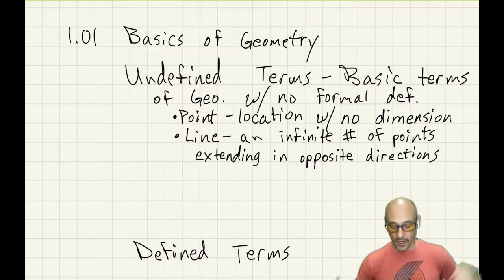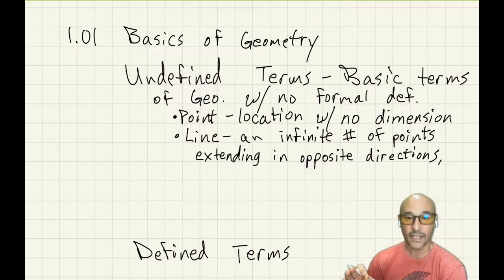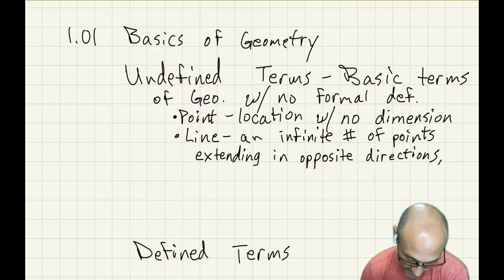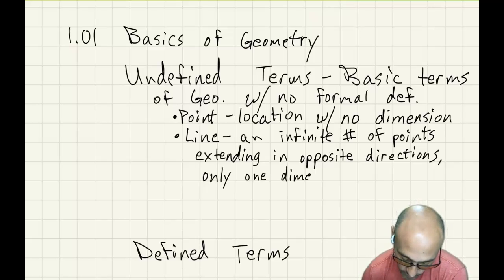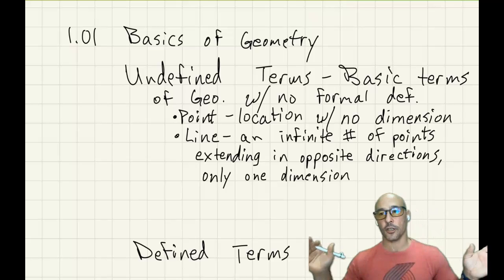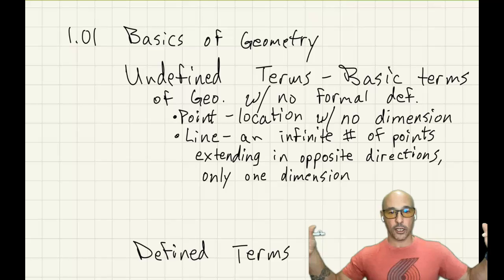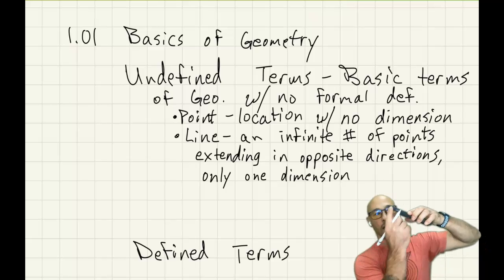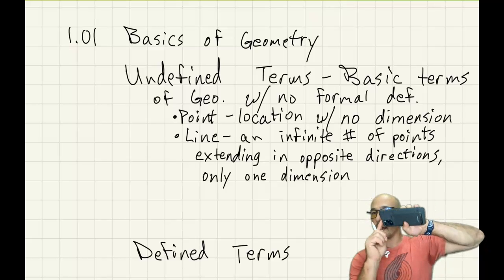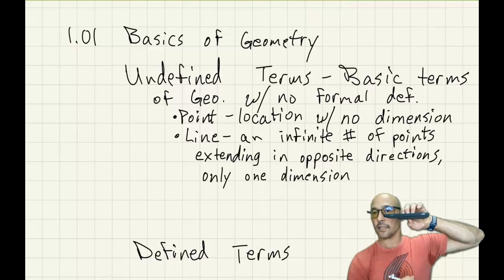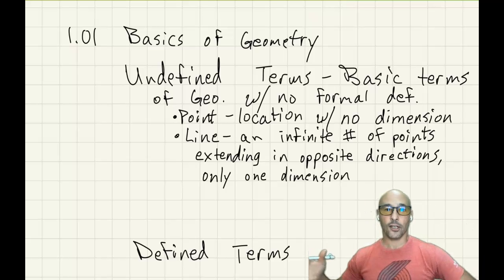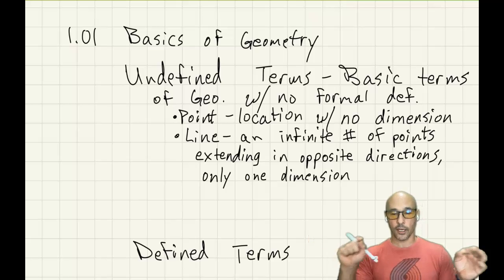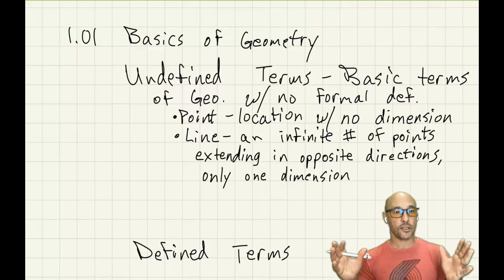And there's only one dimension. So notice that a point has no dimensions, and a line has only one dimension. One way to think about these dimensions is that we live in a three-dimensional world. My phone here has a length, a width, and a height. Those are the three dimensions. A point has no dimensions. There's no length, no width, no height. It's infinitely small, and it's just a location.